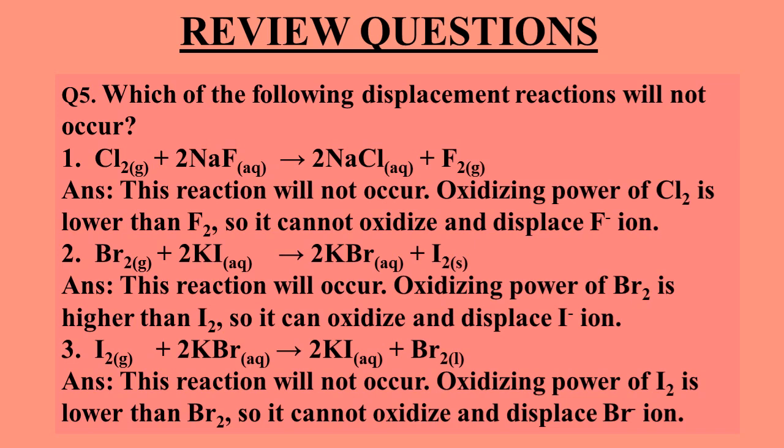We have discussed the answer of all these equations in self-assessment exercise 8.4. In the first equation, chlorine is reacting with sodium fluoride. This reaction will not occur. In the second equation, bromine is reacting with potassium iodide. This reaction will occur. In the third equation, iodine is reacting with potassium bromide, and this reaction will not occur as well. Write down the answer of all of these questions on your copies neatly.